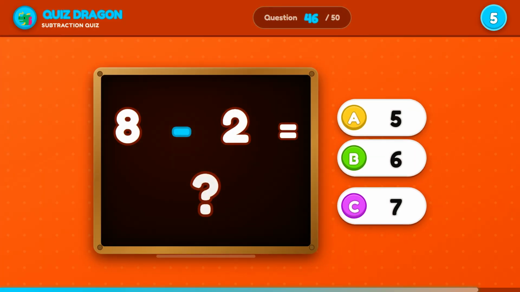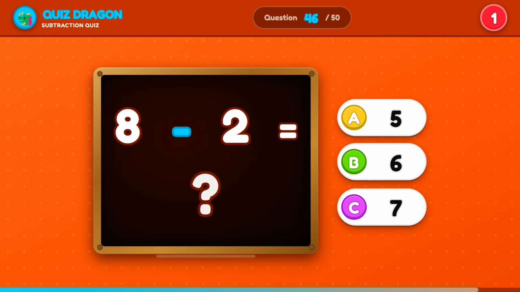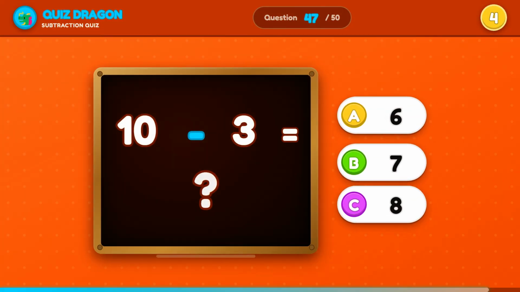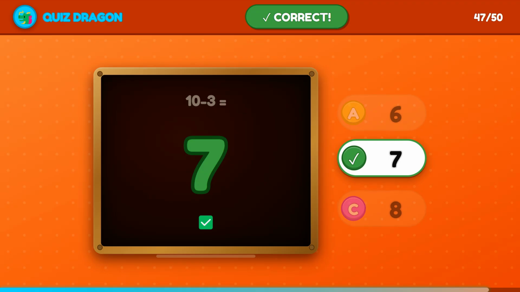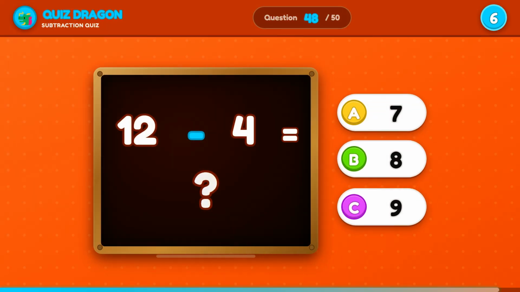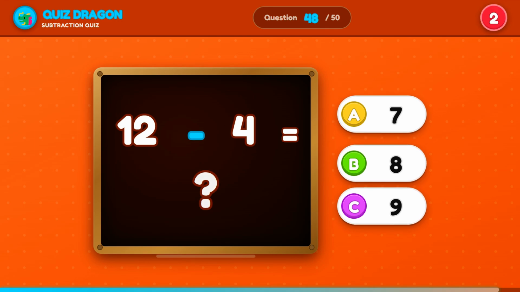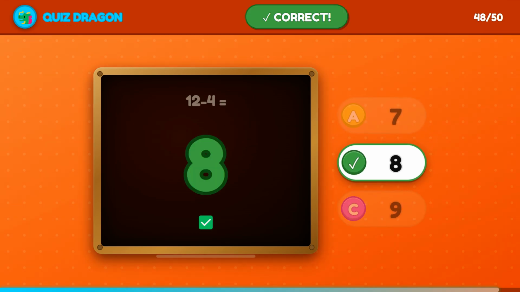Question 46. What is 8 minus 2? The correct answer is B, 6. Number 47. 10 minus 3 equals? The correct answer is B, 7. Question 48. 12 minus 4. What's the answer? The correct answer is B, 8.